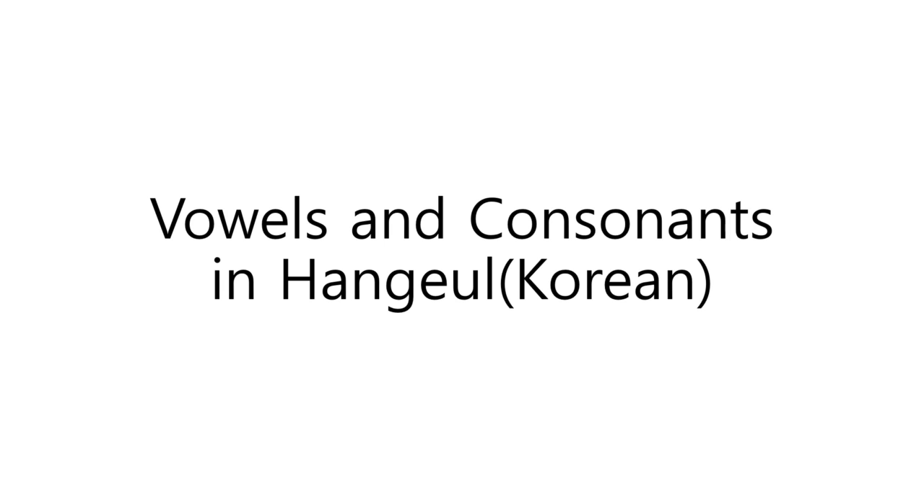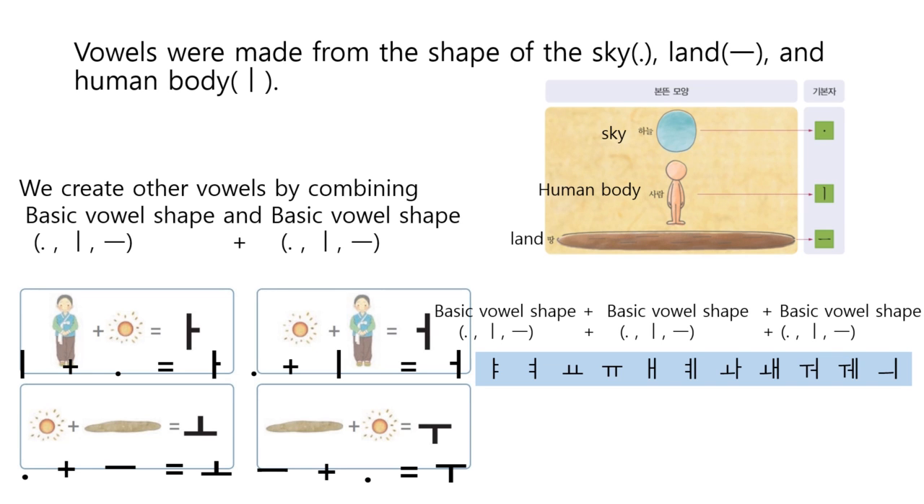As I mentioned in the video before, today I will talk about the vowels and consonants in Hangeul, which is the same as Korean. In the last video, we covered how vowels and consonants in Hangeul were created and talked about how vowels were made from the shape of the sky, land, and human body.